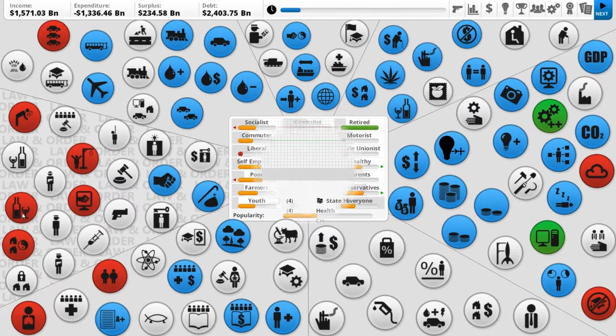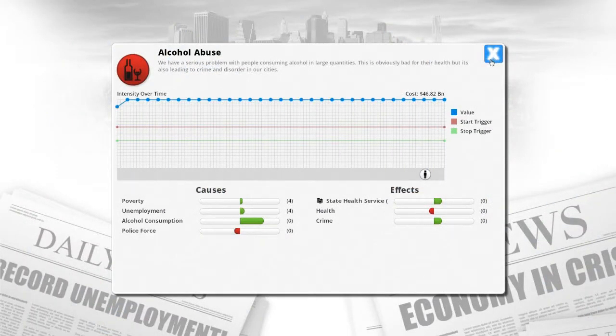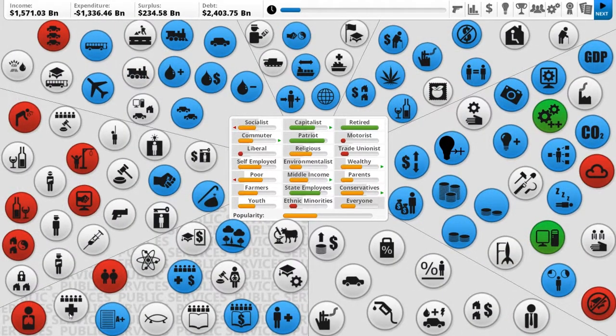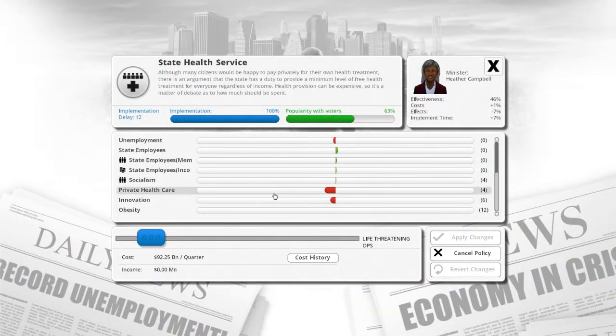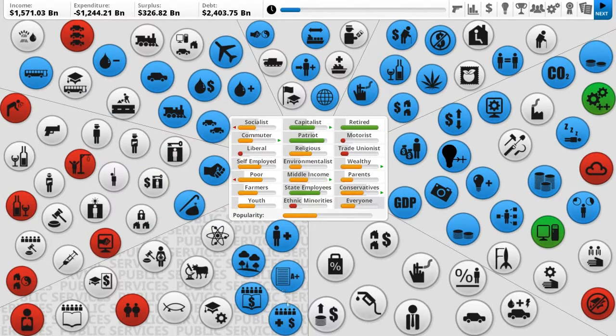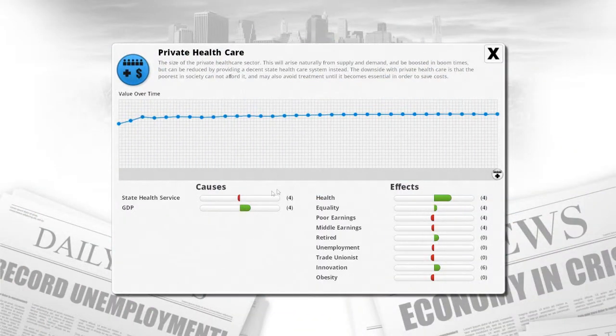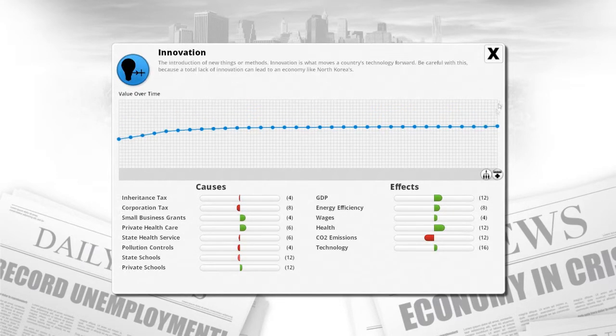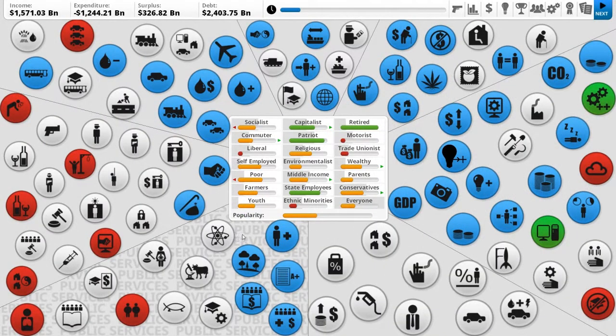Okay, so let's check out alcohol abuse. That seems to be not changing at all. Right now the state health service is kind of decreasing innovation, and it's also decreasing private health care. And if we cancel it, then it will increase private health care. And as you can see, private health care has a good effect on innovation. See what I'm saying? So there's that issue. Now we got a big surplus.